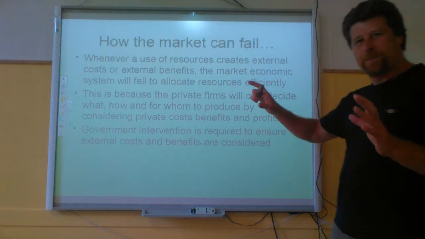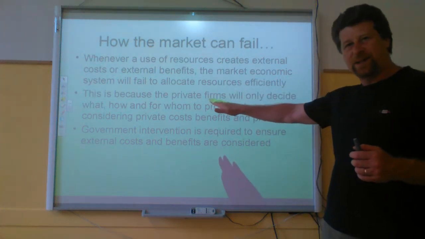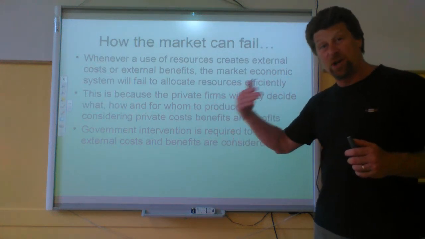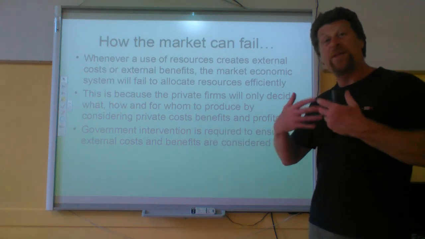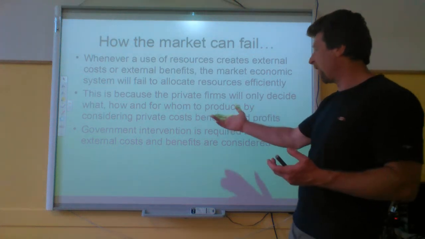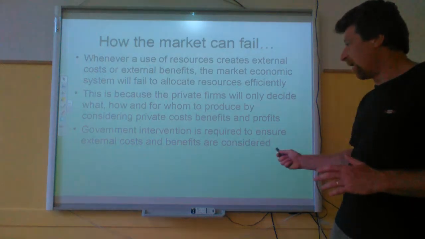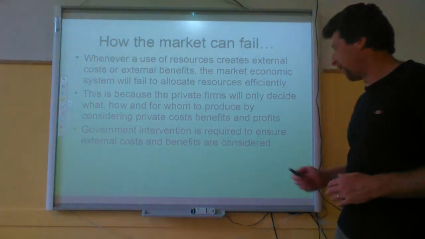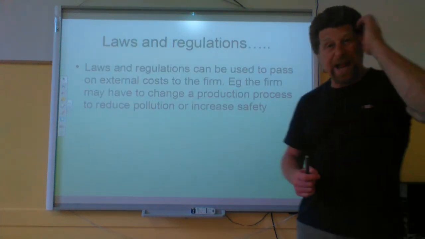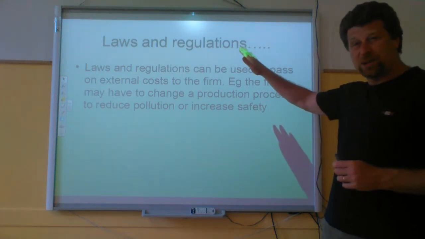So if we put this in another way of thinking, the private companies think about what to produce, how to produce, and who to produce for, in their private interest. They consider their private costs and benefits. The government need to consider the external costs and benefits. And then they can react in several ways. They can change laws and regulations.